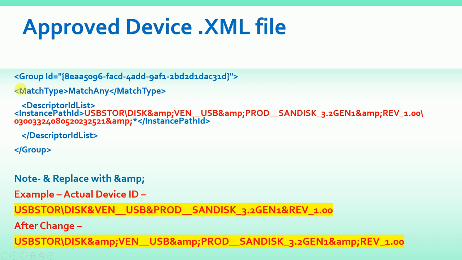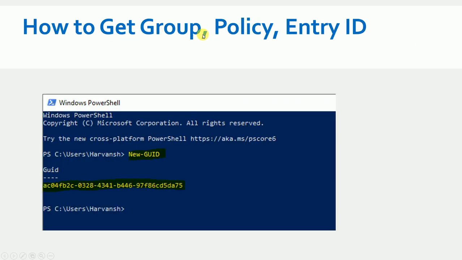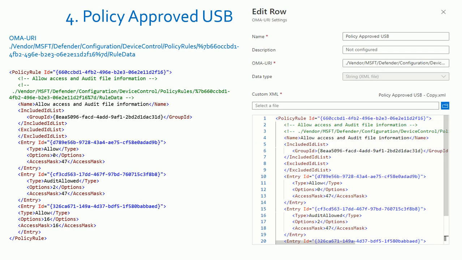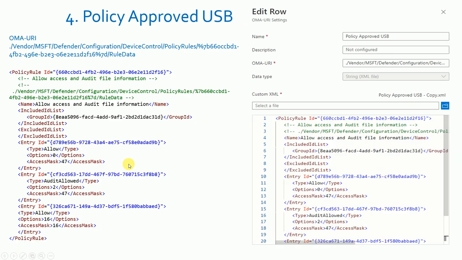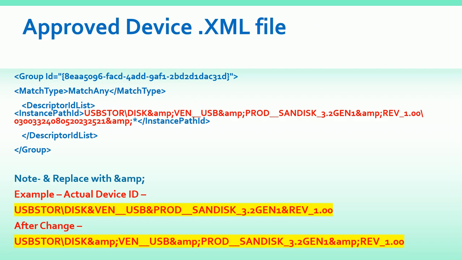This is the format, this XML entry taken from the approved device XML. If you want to see it, you can go back and check it here, Group Approved USB. So I took the same input, and this file you always have to modify. So let's go back here again.